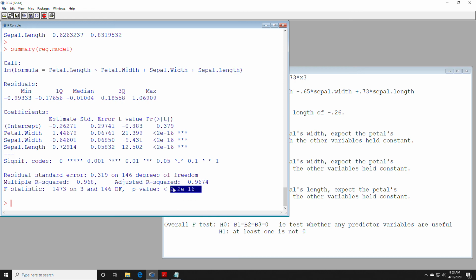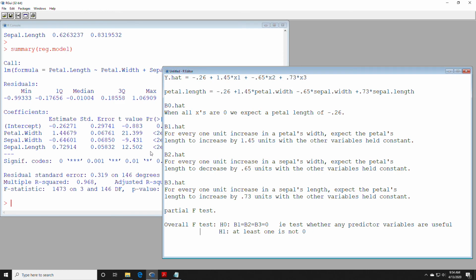If this is less than alpha, we would reject this, so at least one is not equal to 0. So at least something is useful in the model. But again, this cannot tell you, say, pretend the last two p-values are large, it cannot test whether these two can be kicked out. It only tests all three. In order to test two, you would have to do that partial F-test, which I'm not going to cover in the class.